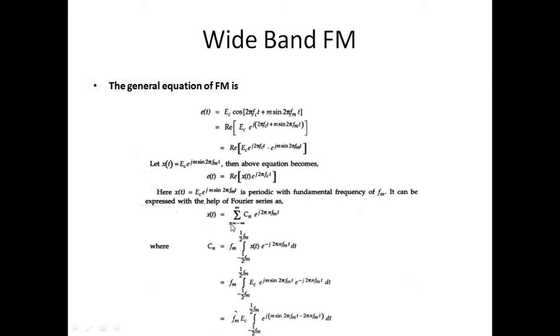x of t equal to summation n equal to minus infinity to infinity Cn into e power j 2 pi n fmt, and Cn is a Fourier coefficient where Cn equal to fm integral from minus 1 by 2 fm to 1 by 2 fm x of t into e power minus j 2 pi n fmt into dt.